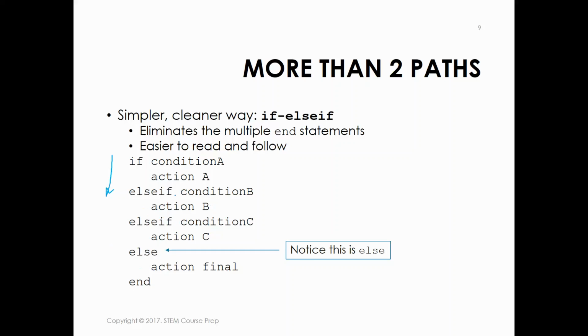And another thing to keep in mind, if it reaches condition B and this is true, it does action B. It never checks condition C, because after action B, it automatically jumps down to here. All right, so keep that in mind. But this is an easy way to put in more than 2 actions, okay? And this else here, this is kind of like your last choice. If nothing else worked out, you're going to do this. Okay? All right, let's go through the examples.